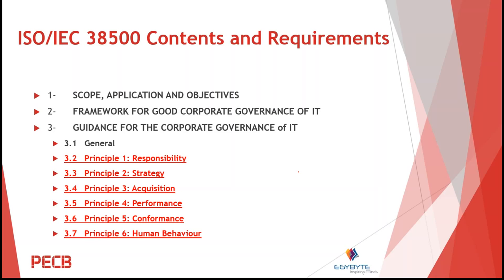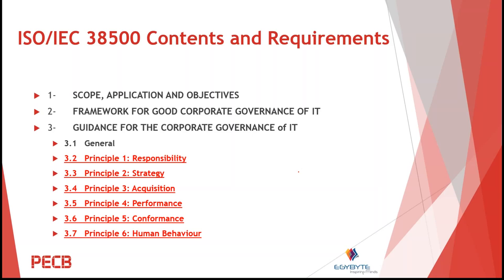Principle 2, strategy: to have a written, managed, and reviewed strategy to help manage and achieve the objectives of stakeholders, as we have agreed before. Principle 3, acquisition, because in IT we buy a lot of software, hardware, consultation, and training, and all of these should be controlled properly by having acquisition policies. Principle 4 is about performance. How can we measure our performance and decide what the proper performance should be, our targeted performance levels.